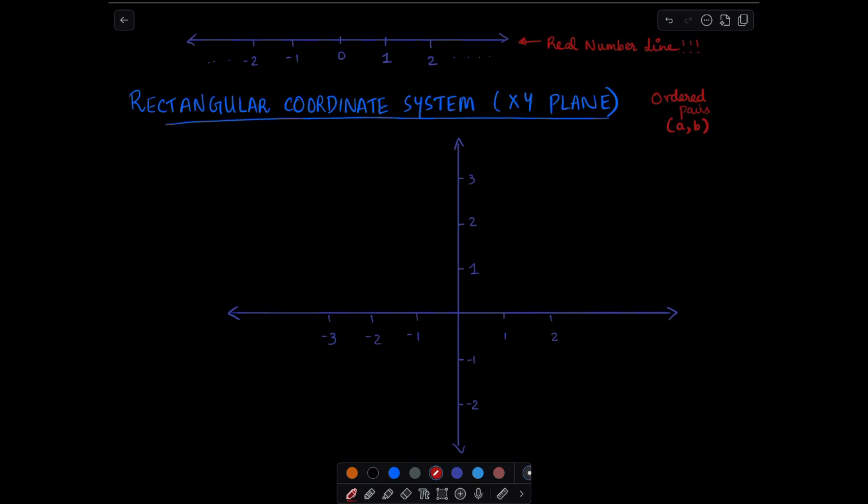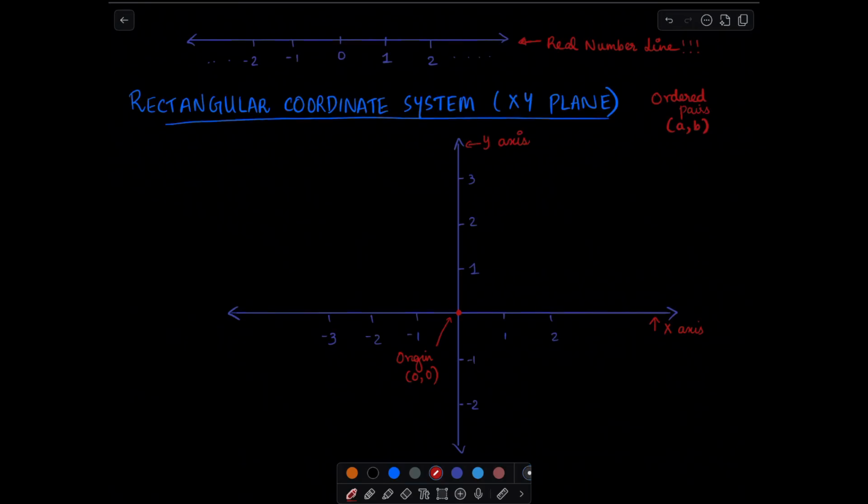To construct a rectangular coordinate system, we draw two lines perpendicular to one another. The point of intersection of these lines is called the origin. The horizontal line is called the x-axis, and the vertical line is called the y-axis. We use the notion of unit distance that we described in the previous video to build out the coordinate system.